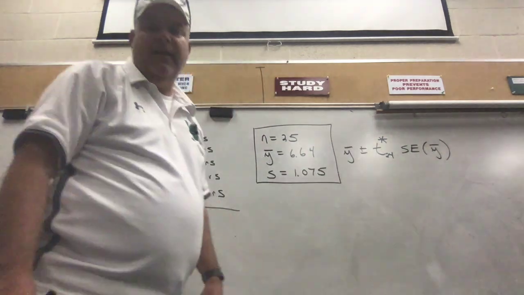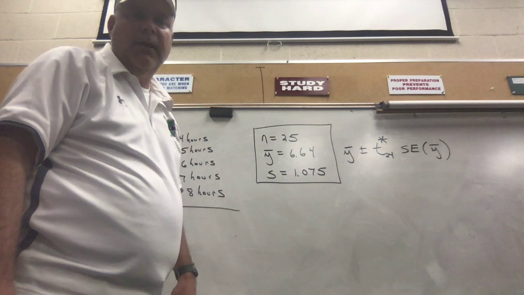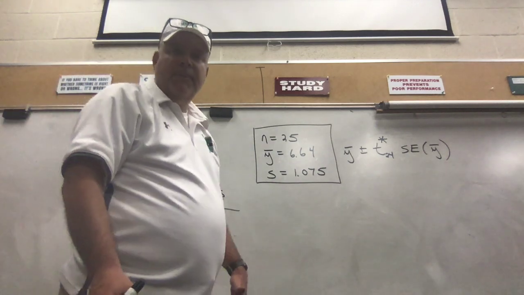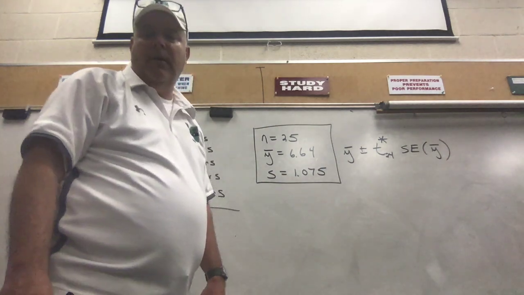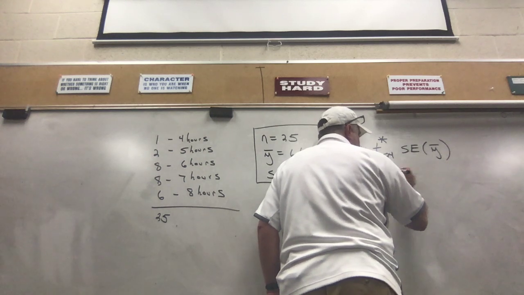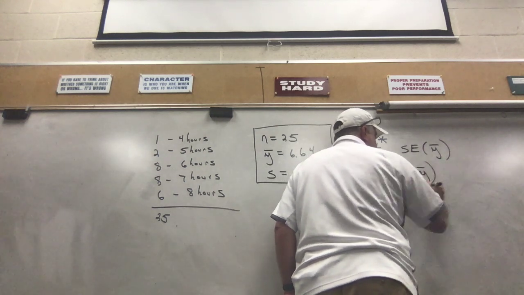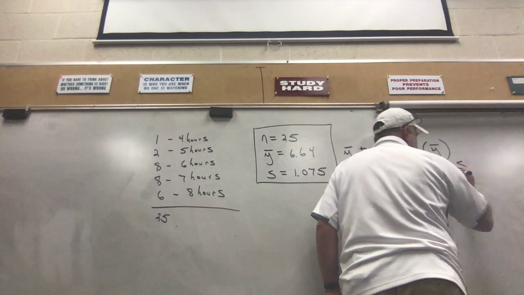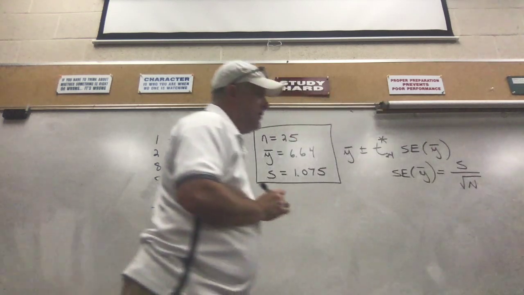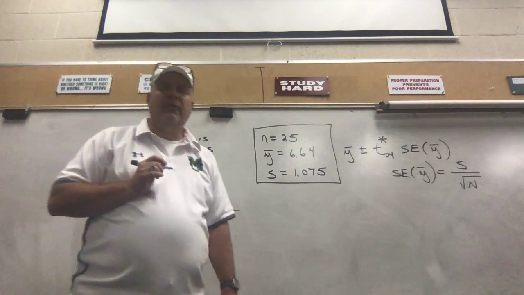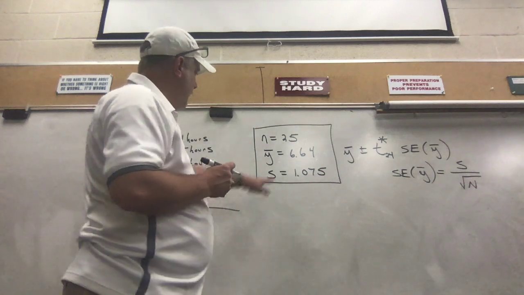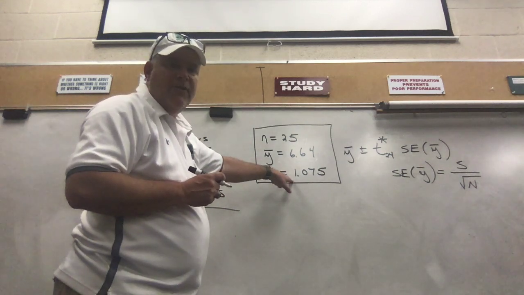So we're estimating what's true about the population. Standard deviation for the population would be sigma. Don't know that. So the standard error is S divided by the square root of n. That formula should look familiar to you because we've done this before. What's S? We know the standard deviation from the sample.